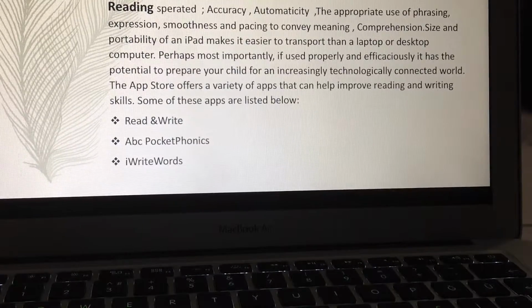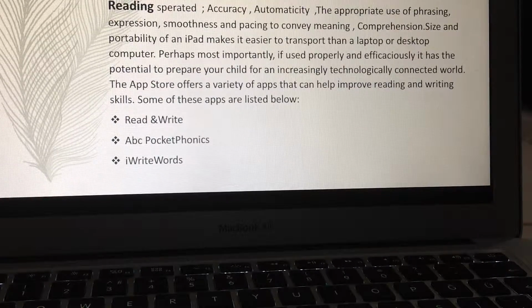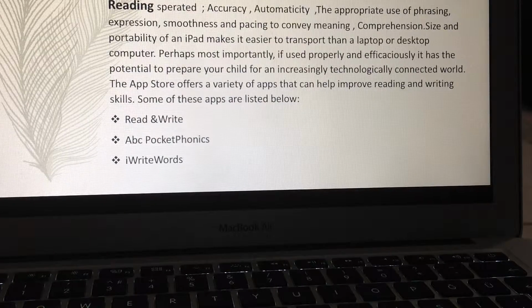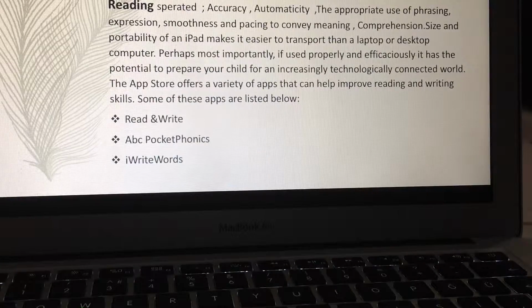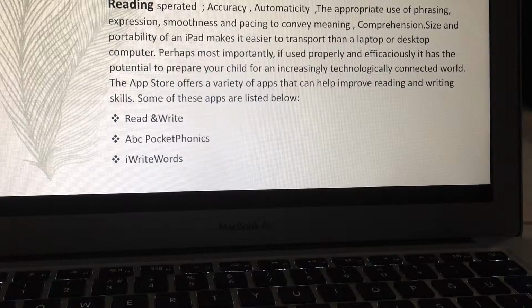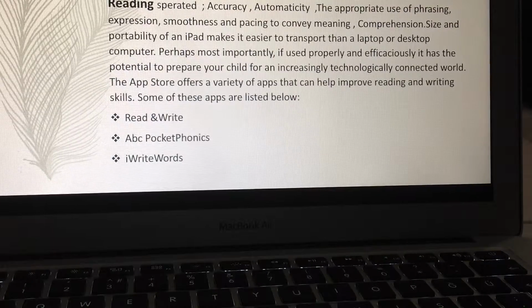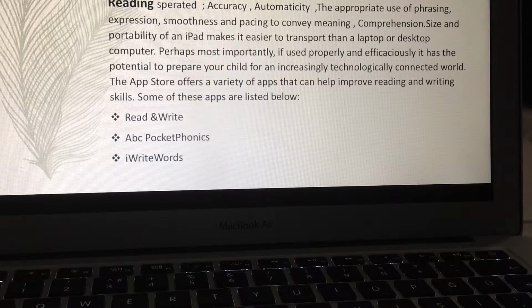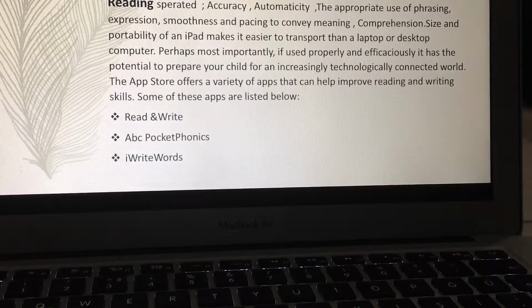And lastly, reading: accuracy, automaticity, the appropriate use of phrasing, expression, smoothness, and pacing to convey meaning. Comprehension. The size and portability of an iPad makes it easier to transport than a laptop or desktop computer. Perhaps more importantly, if used properly and effectively, it has the potential to prepare your child for an increasingly technologically connected world. The App Store offers a variety of apps that can improve their reading skills. Some of these apps are listed below. Read and Write, ABC Pocket Phonics, I Write Words.